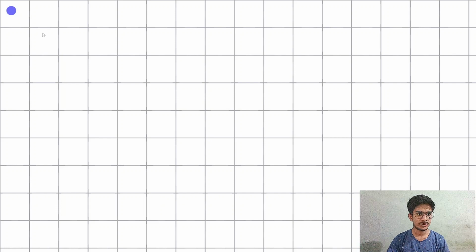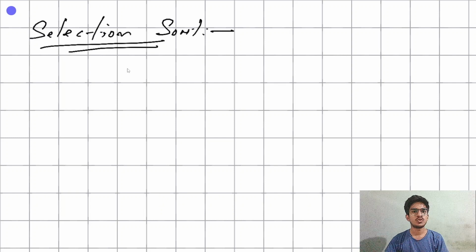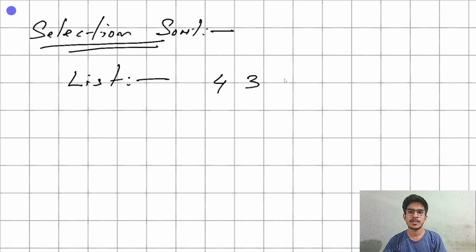So the selection sort algorithm is a sorting algorithm, used to arrange a list of elements in ascending or descending order, right? Let's talk about selection sort. We have a list of elements, which could be anything. It could be 4, 3, 5, 2, and 1. Suppose it is any random list of elements.